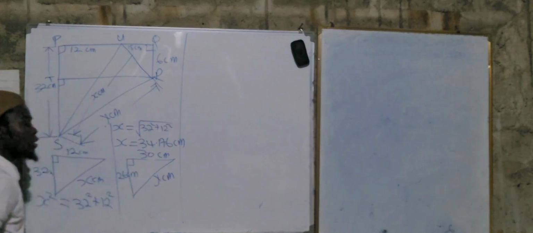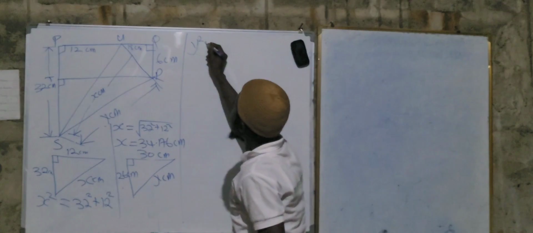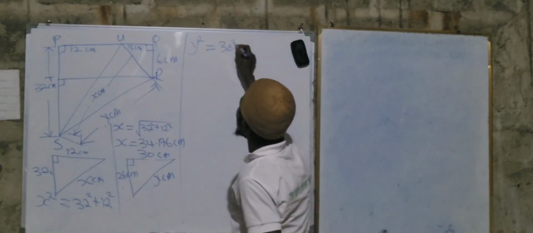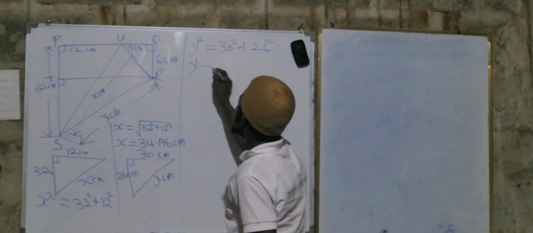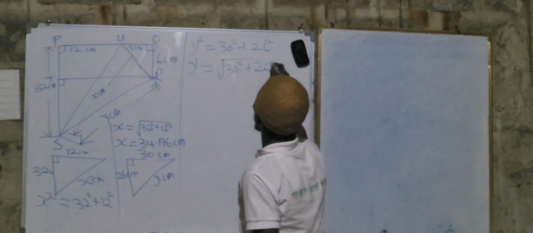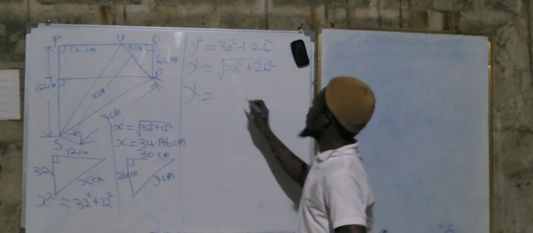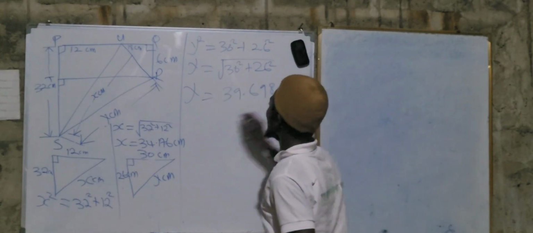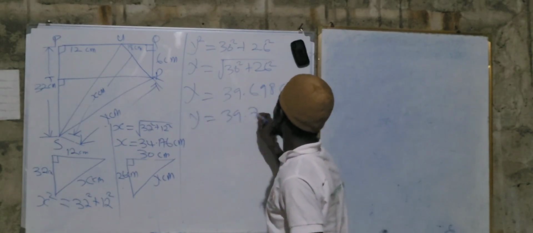Centimeter. This is the hypotenuse, right? Square of the hypotenuse here is now equal to the sum of squares of the two remaining sides, right? What are they? We have 30 squared plus 26 squared, and y is now equal to the square root of 30 squared plus 26 squared. And y is equal to 39.698, right? Centimeter. Or you can further simplify by saying y is equal to 39.7 centimeter.